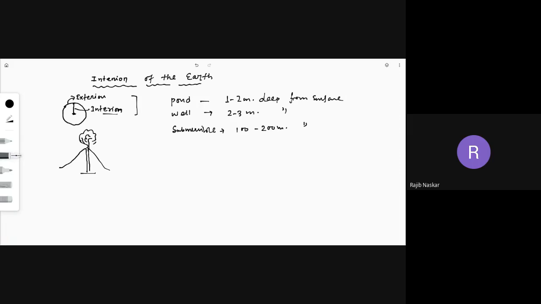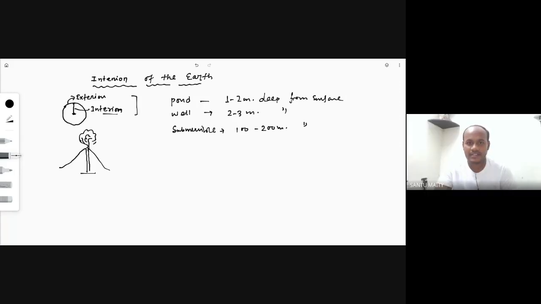Sir, I think 6,000 km. Yeah, Rajiv, you are quite correct. The maximum depth of the interior of the earth, that means from the surface of the earth, as we have said this is the surface of the earth, from the surface to the center point, this particular point, the distance is 6371 kilometer.